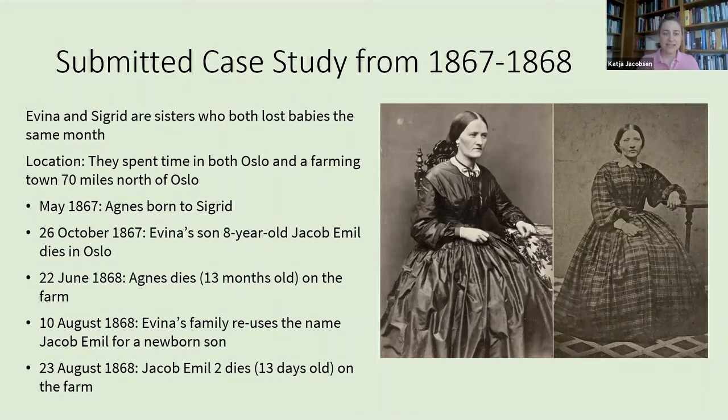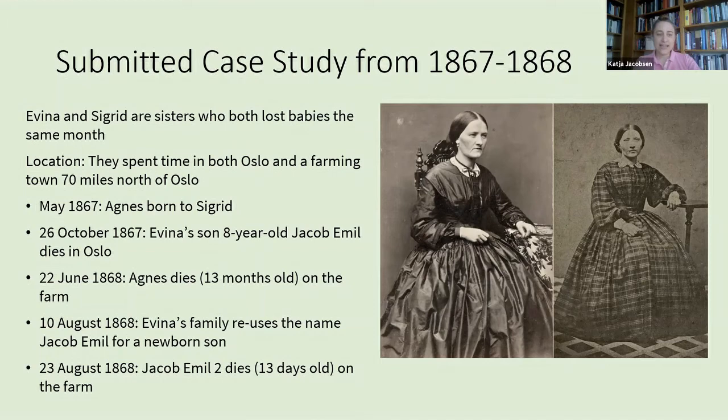In May 1867, Sigrid gives birth to a daughter named Agnes. In October 1867, Avina's 8-year-old son, Jakob Emil, dies. As is often the case, that family reused the name. And so there is a second Jakob Emil who's born in August 1868, less than a year after the first Jakob Emil had died.